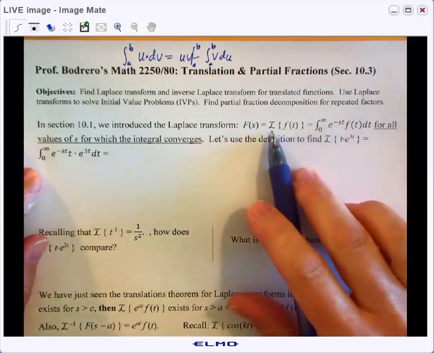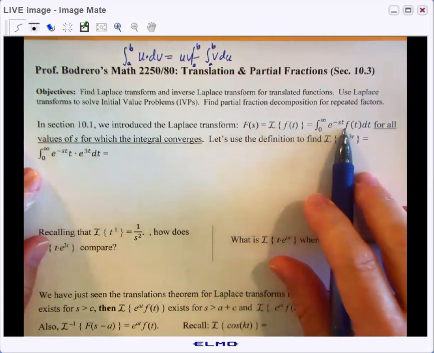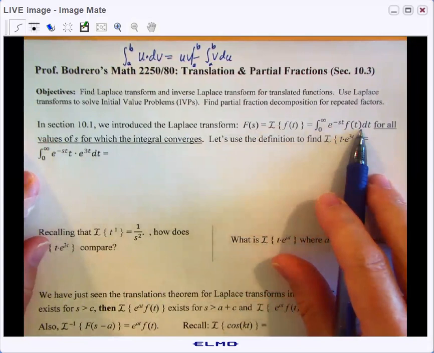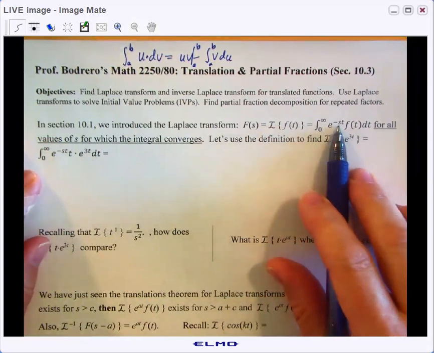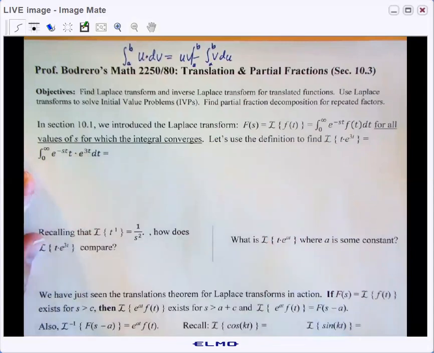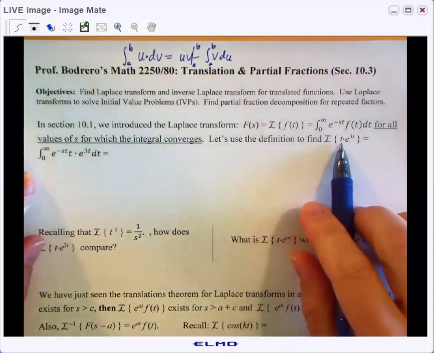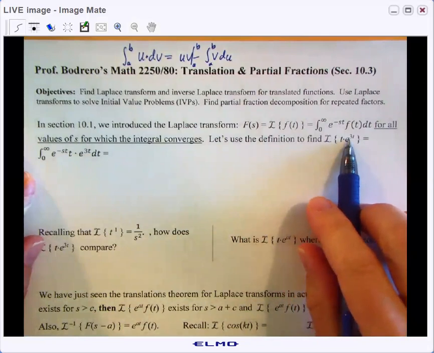Remembering that our Laplace transform is this integral of e to the negative st times f of t dt, and it works for all s values for which the integral converges. Now, s is a constant, even though it's a letter, it stands for a constant. So let's go ahead and use the definition to find the Laplace transform of t times e to the 3t.